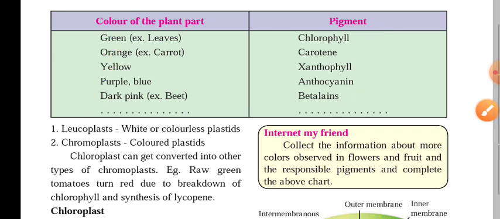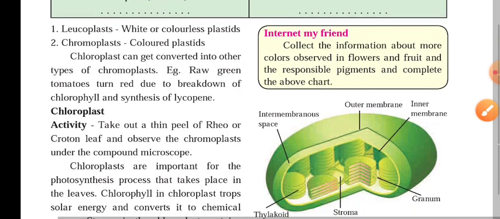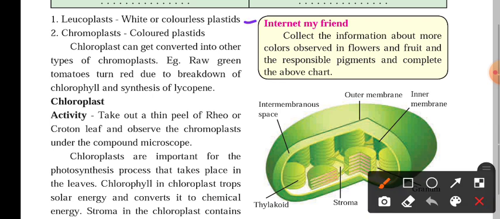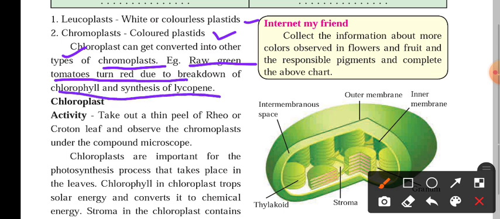Now the two types of plastids we have are the leucoplast and the chromoplast. The white or colorless plastids are called leucoplasts and the colored plastids are called chromoplasts. Chloroplasts can get converted into other types of chromoplasts. For example, raw green tomatoes turn red due to breakdown of chlorophyll and synthesis of lycopene.